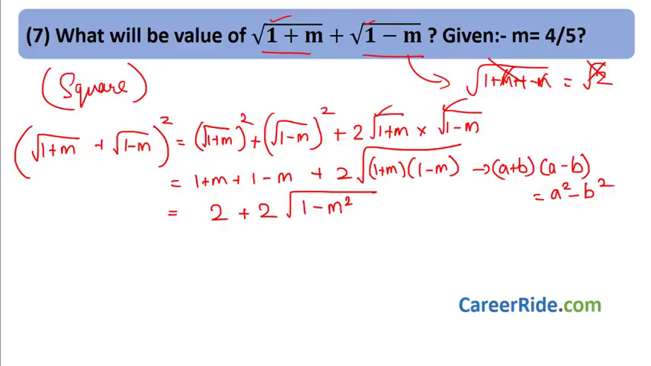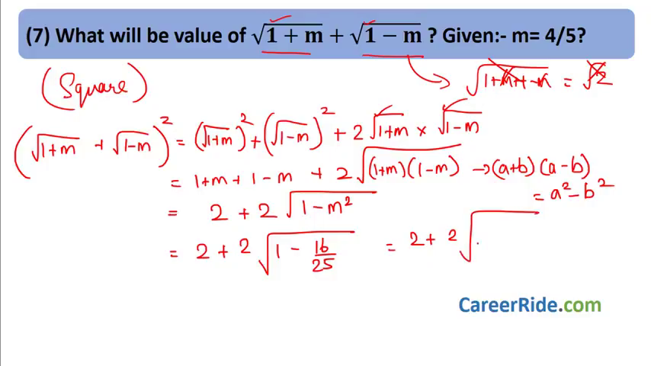Okay. So what is m? Value of m is 4 by 5. So what you will get over here? 2 plus 2 root of 1 minus 16 by 25. That is 2 plus 2 root of 25 minus 16 is 9, 9 upon 25, that is 2 plus 2 into 3 upon 5, 2 plus 6 upon 5, that would be 5 2s are 10, 16 upon 5. So this is the answer for what?